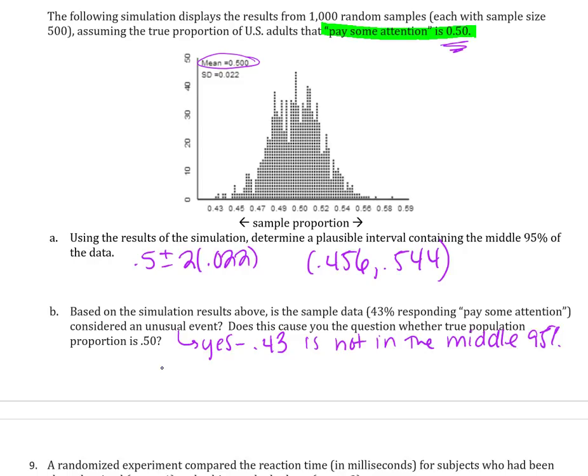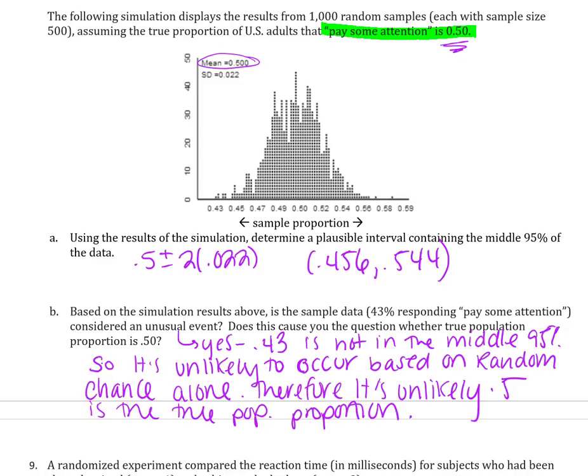So you actually went out and got a sample of adults, and you found that 43% said that they pay some attention to nutritional information. The fact that 0.43 is not in that interval is unusual. So it's unlikely that that would happen based on just random chance alone. So what that means is Gallup's claim of 50% is most likely not the case. So it's unlikely that the true population proportion is 0.5. Okay, so I jotted down my thoughts there, so just take a second, pause the video, and write those down.